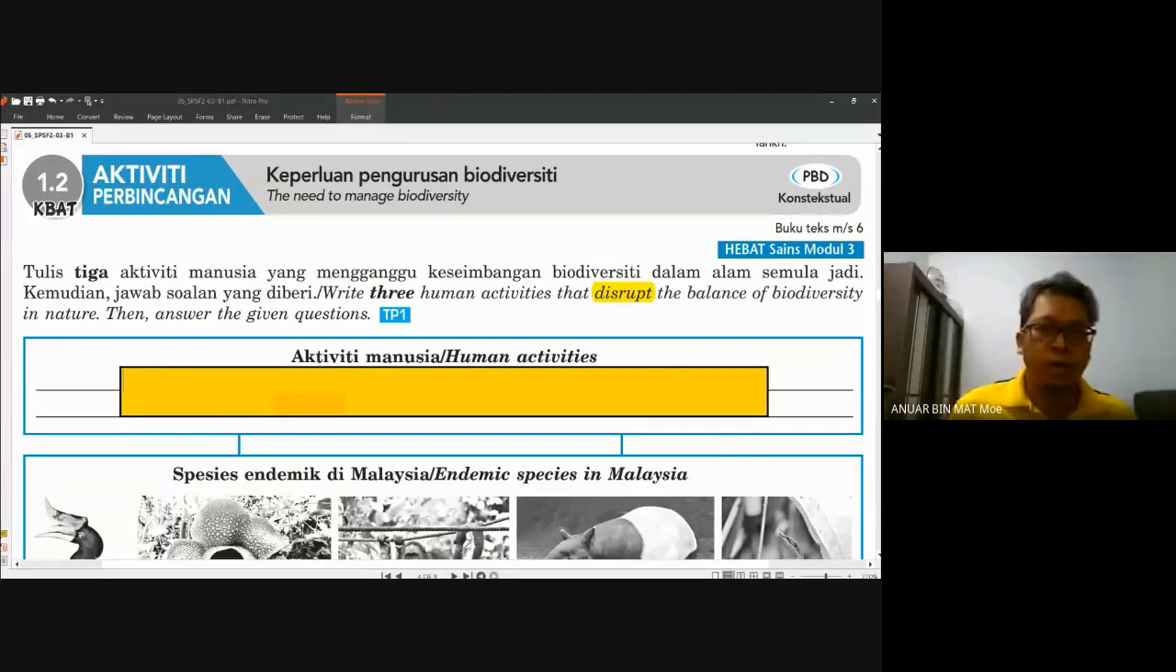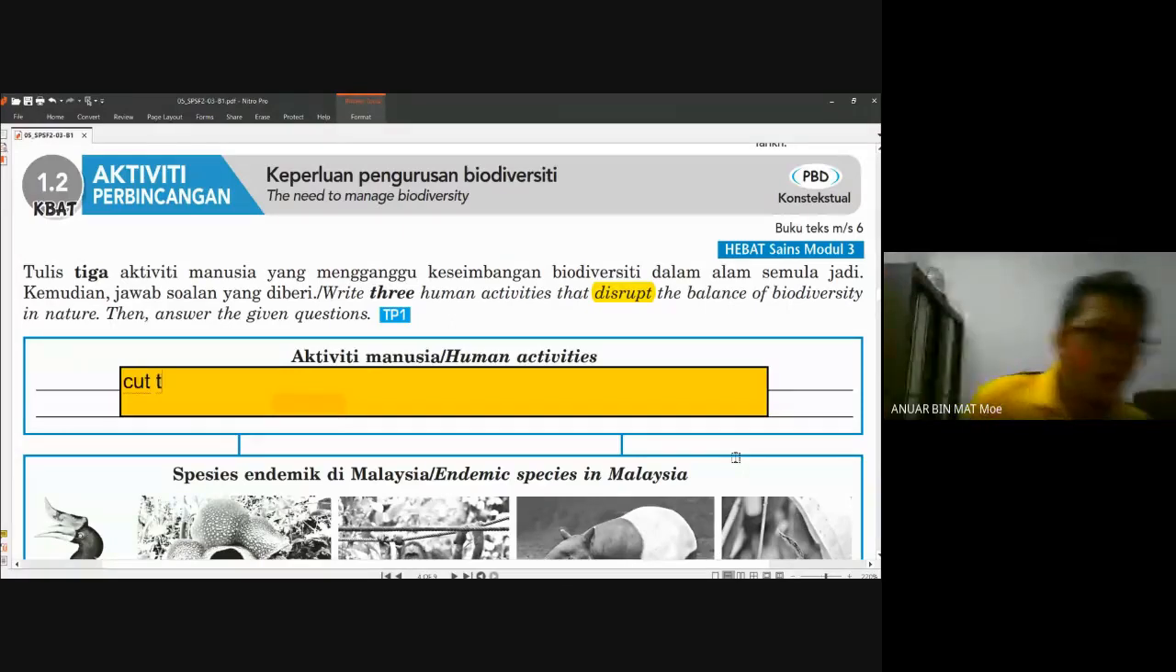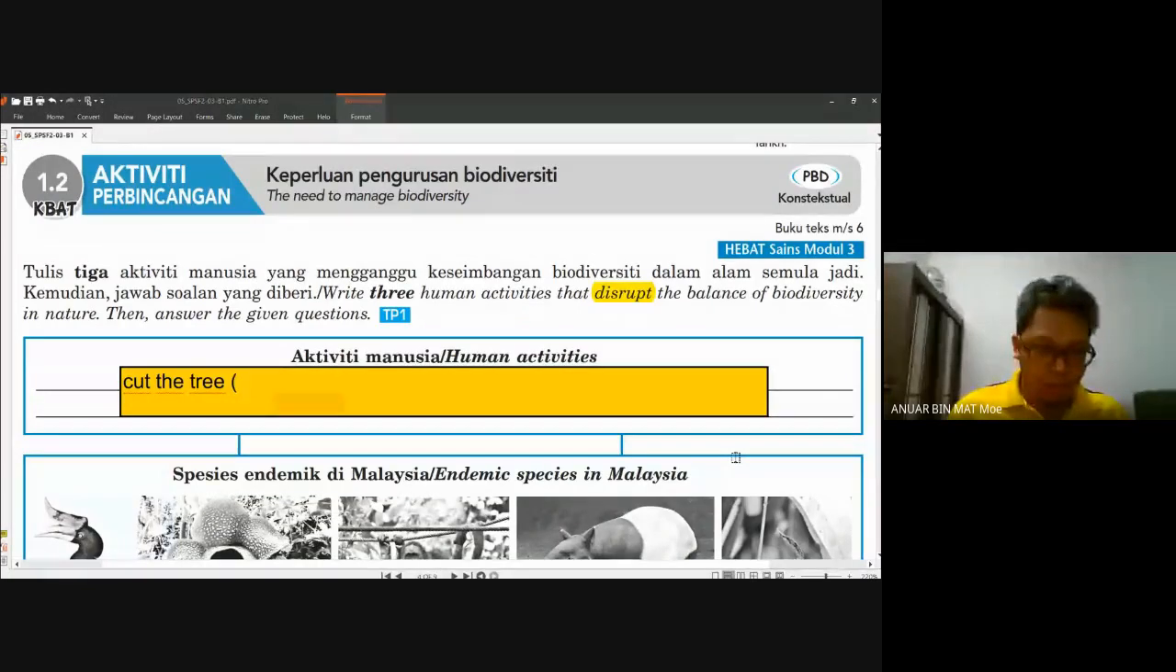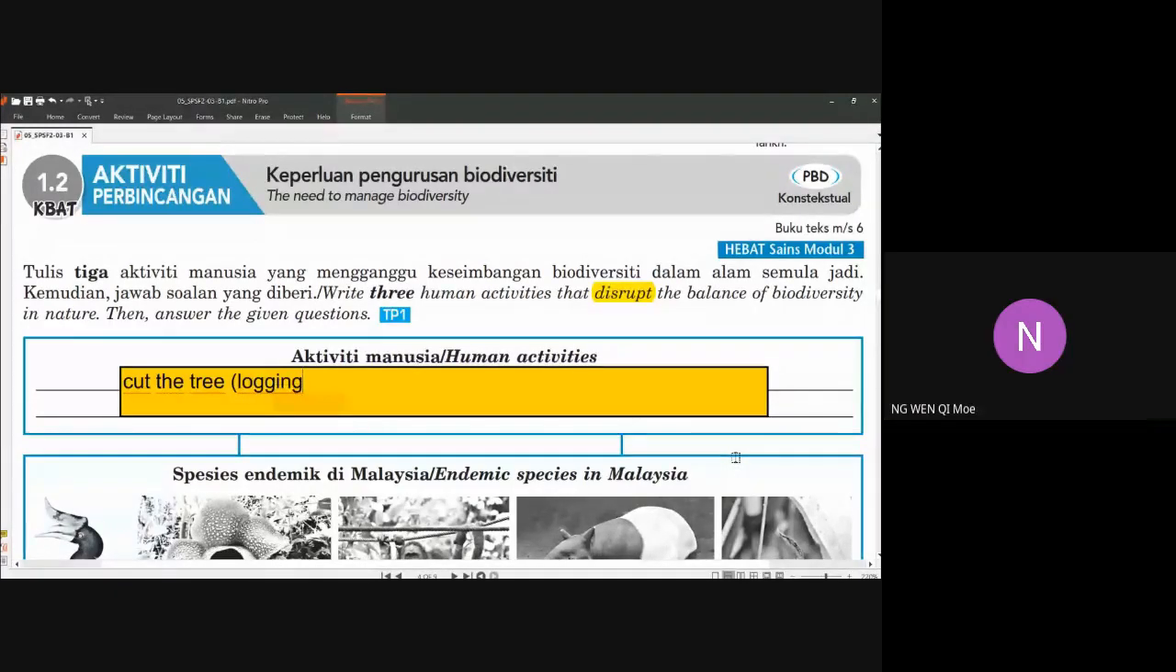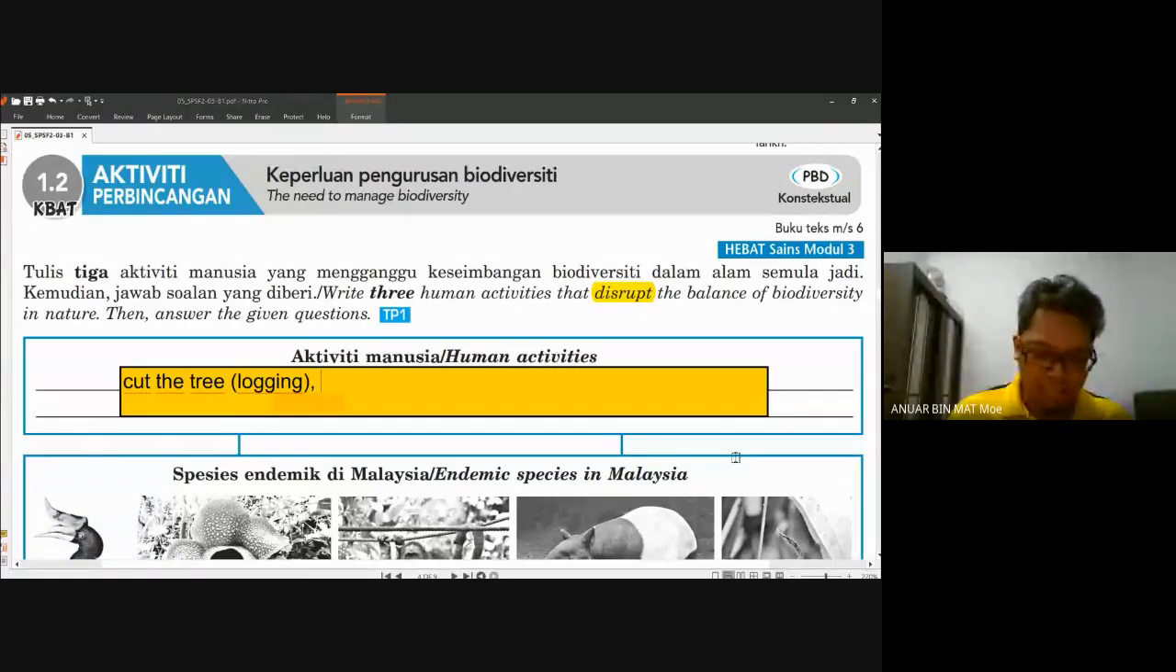Okay. All right. So Kang Kayan said you cut down the tree, or we call it what? We call it one process. You can use only one word to define cut the tree, or you can say logging. Yes, very good. But never mind. If you write cut the tree, and I understand what your meaning is, then I will also accept the answer. No problem.